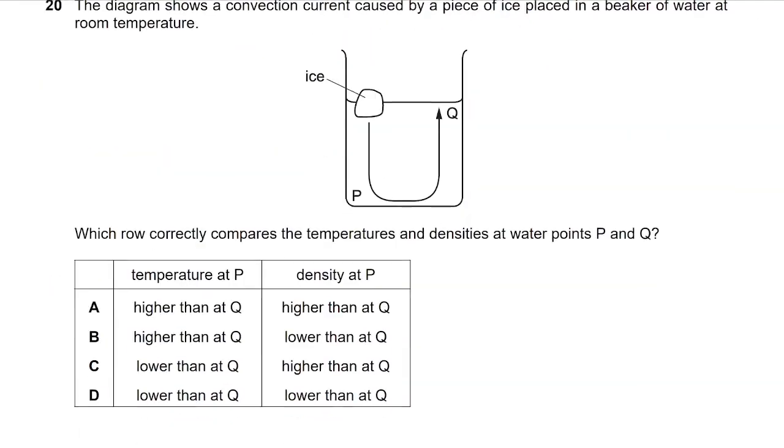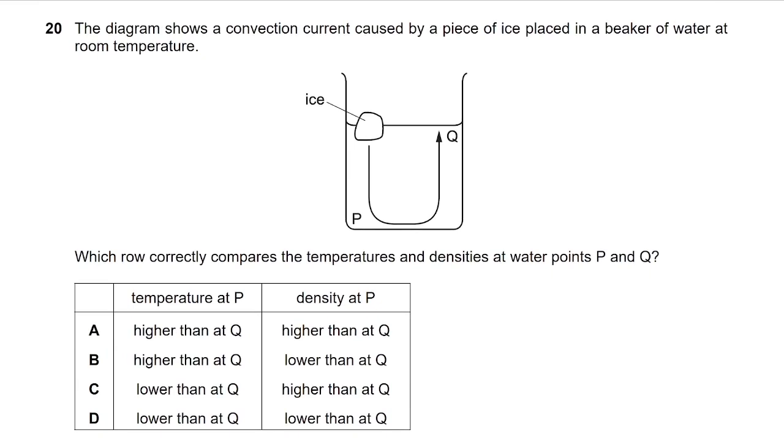Number 20, it says the diagram shows a convection current caused by a piece of ice placed in a beaker of water at room temperature. So convection current, we know that here it will be colder compared to here. Here it will be hotter, okay, of the ice. So it goes up and down. The hot air always rises. The same with air. Hot air rises, the cold air sinks.